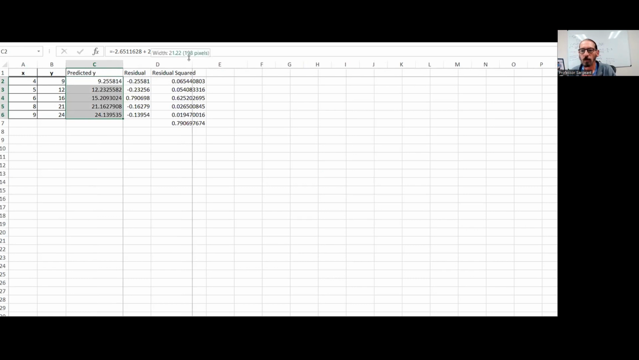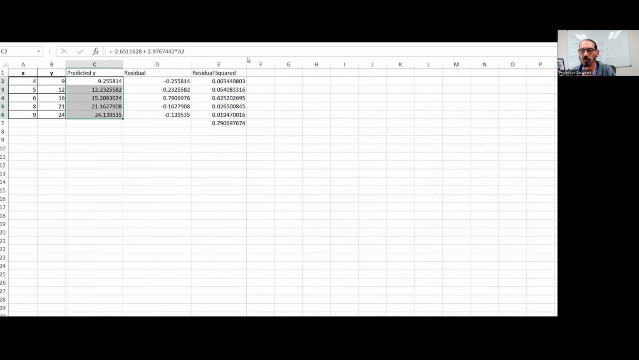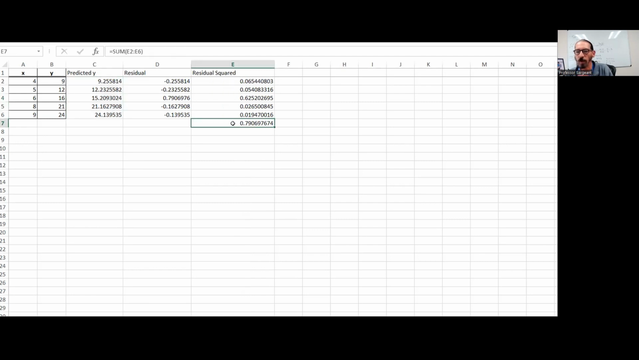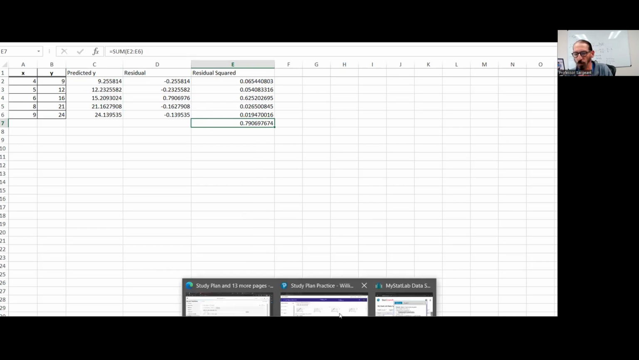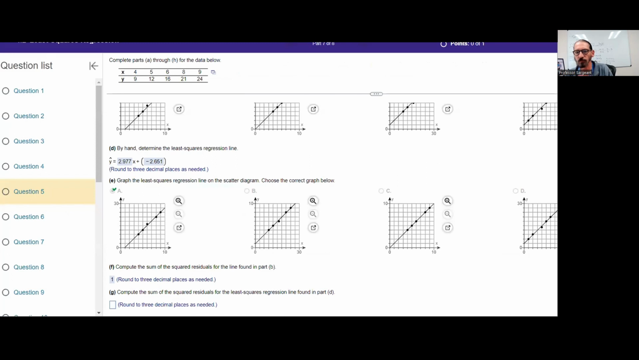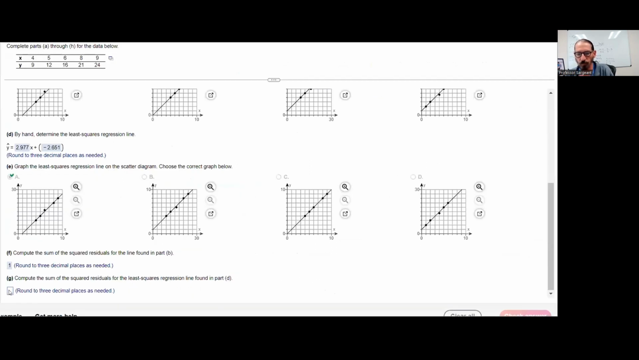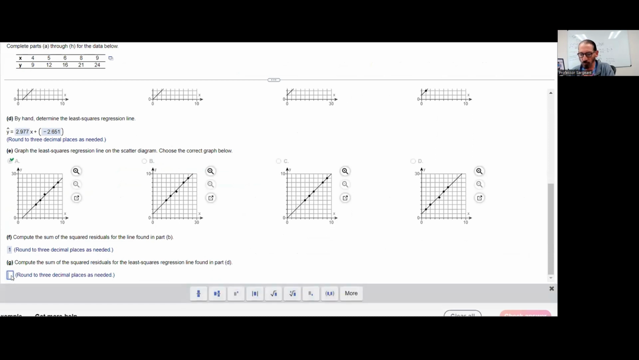And the changes I made then got changed for the residuals. And they're squares. And they wanted that rounded to the 3 places. So the 6 in the 4th place should round that up to 0.791. Let's see if that will be accepted. If not, then I'll use the rounded coefficients that we entered back here in part D.